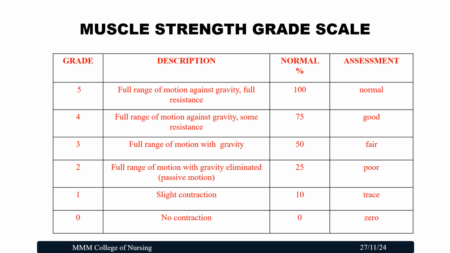Grade 1 is a slight contraction if it is there, given 10 percent, and the assessment is called trace. And for grade 0, no contraction will be there, so there is no percentage, and the assessment is also 0.